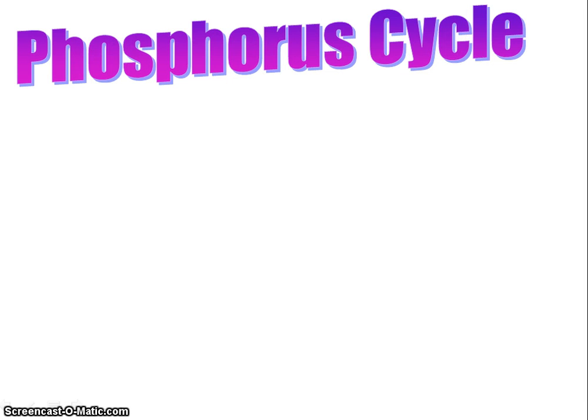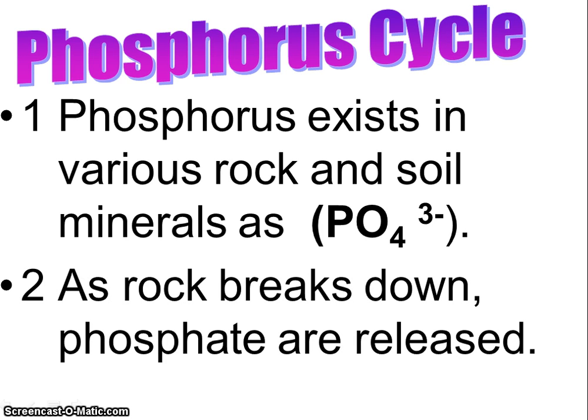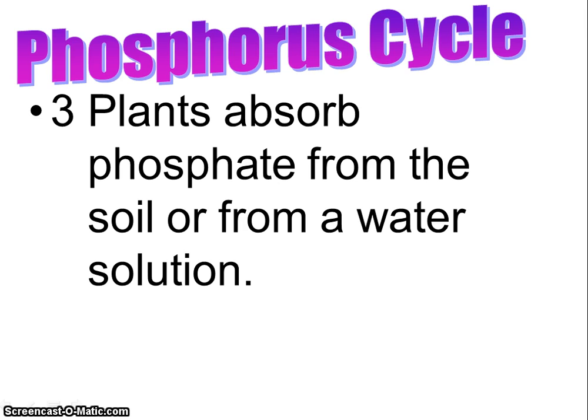The next thing is the phosphorus cycle. We need phosphorus to make ATP, DNA, RNA, and our cell membranes. Phosphorus exists in rock and soil as an inorganic ion, phosphate. As the rock gradually breaks down, phosphate and other ions are released. Phosphate will dissolve in water but does not enter the air. So plants absorb the phosphate from the soil or from the water solution.